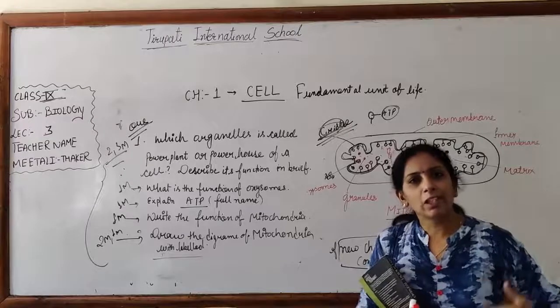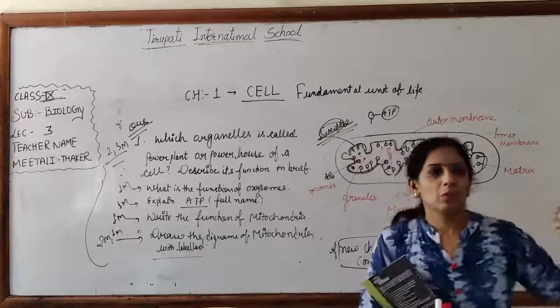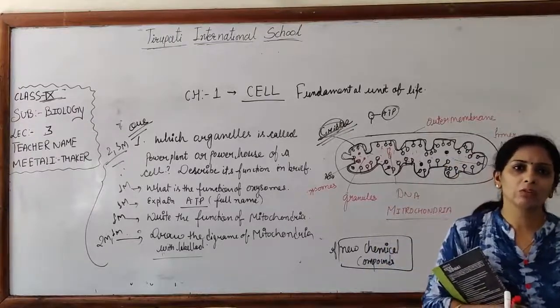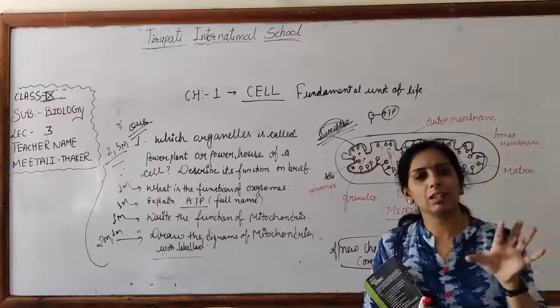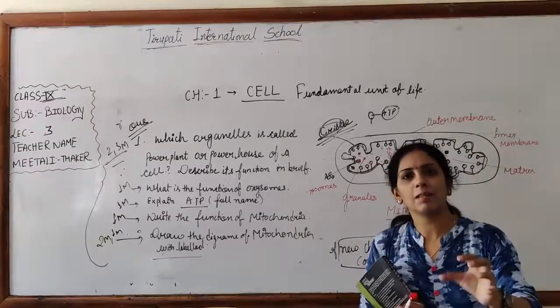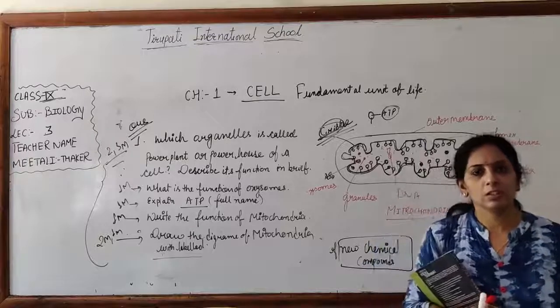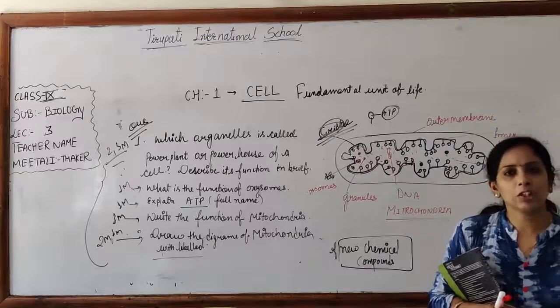Plastids are of three types: the leucoplast, which is colorless pigment; the chromoplast, which is colorful pigment; and the chloroplast, which is the green pigment, only present in the leaf tissues. Clear? So the main function is the formation of food.